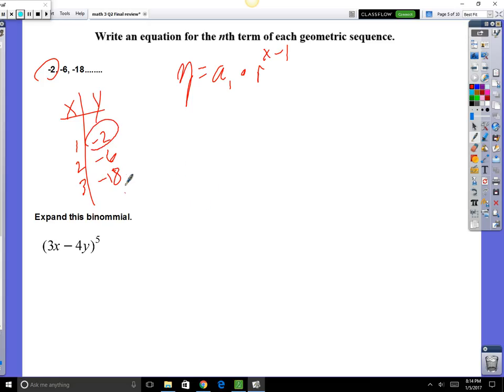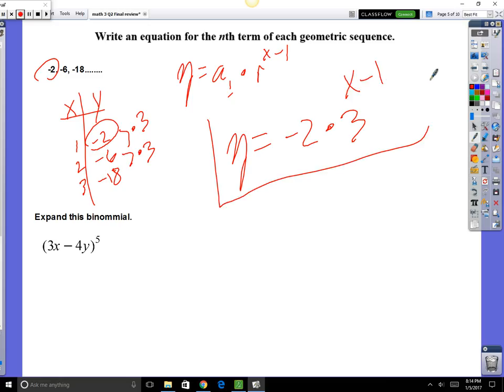Now look at it and you've got to figure out how it's growing. It's growing by times 3, times 3. And that is actually the r. So your formula is y equals the first one, minus 2, times what you times by, the ratio, 3 to the x minus 1. And that's it.